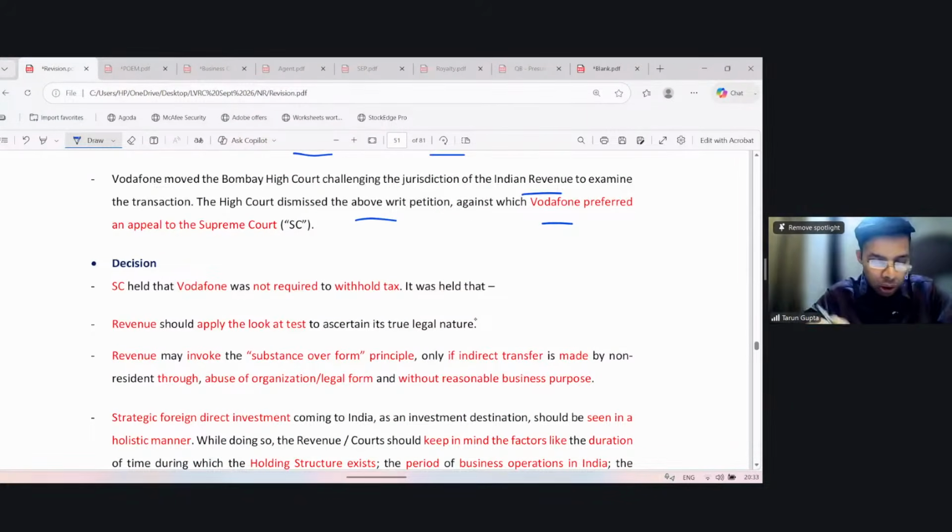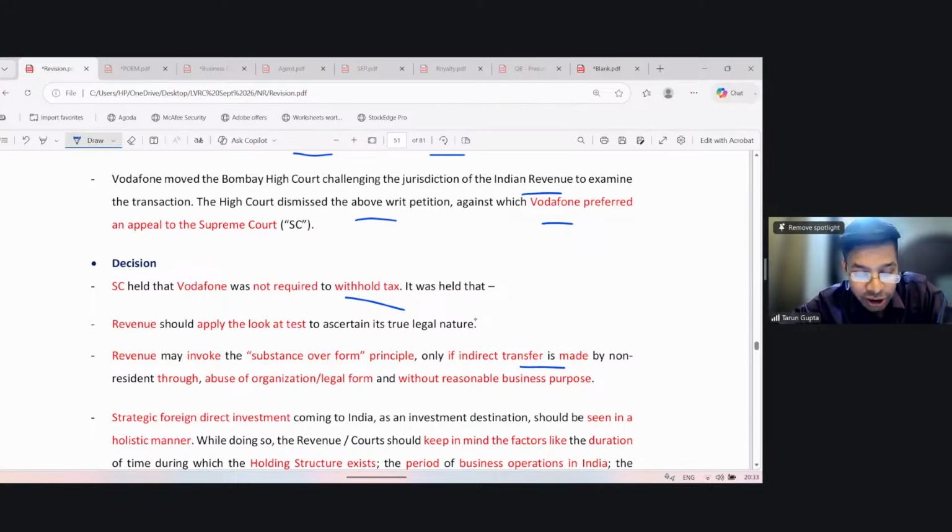The Supreme Court held that Vodafone was not required to withhold tax. The Supreme Court held in favor of Vodafone. It was held that revenue should apply the look at test to ascertain the true legal nature. Revenue may invoke the substance over form principle only if the indirect transfer is made by a non-resident through abuse of organization or legal form and without reasonable business purpose.